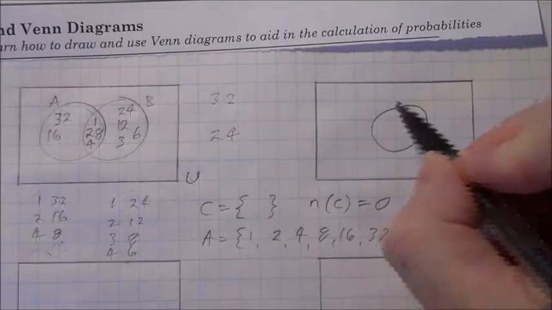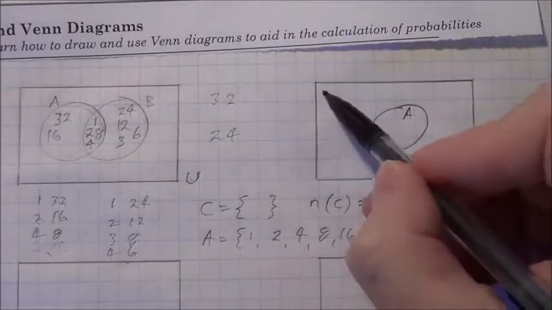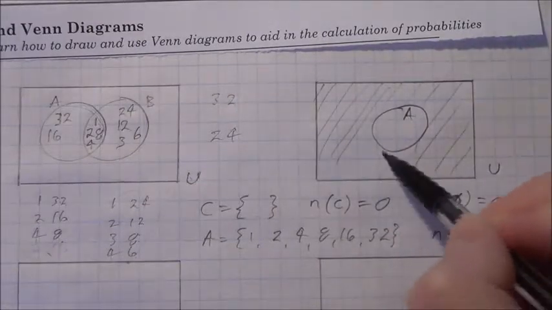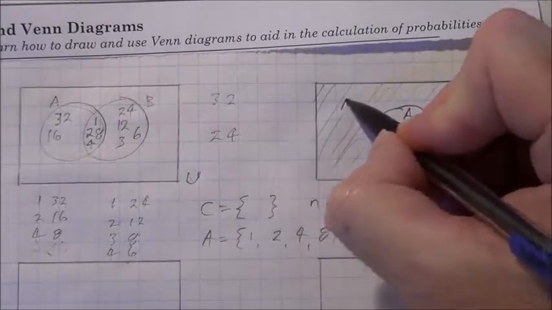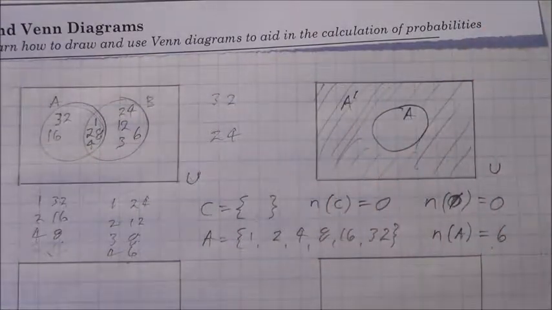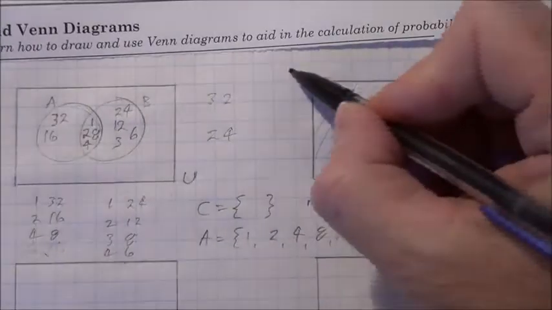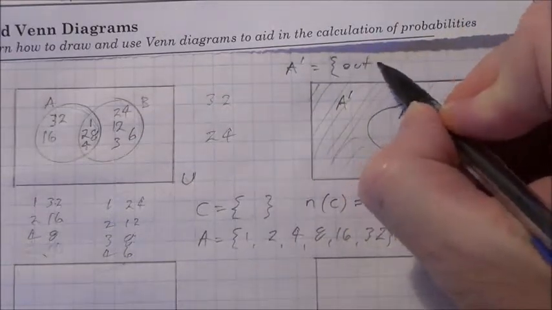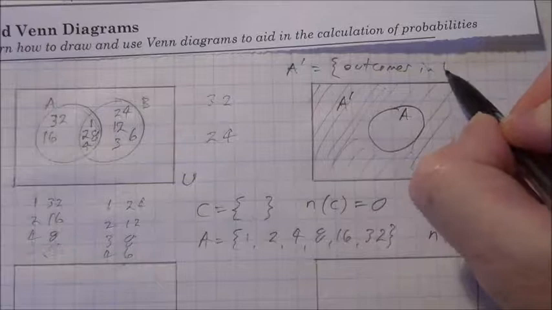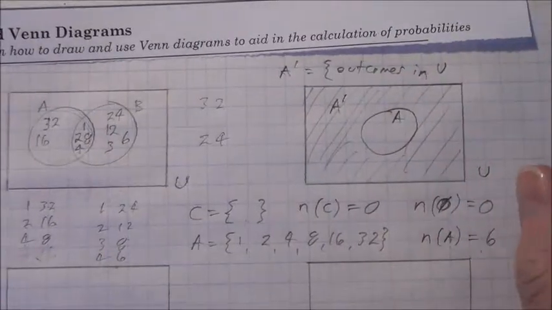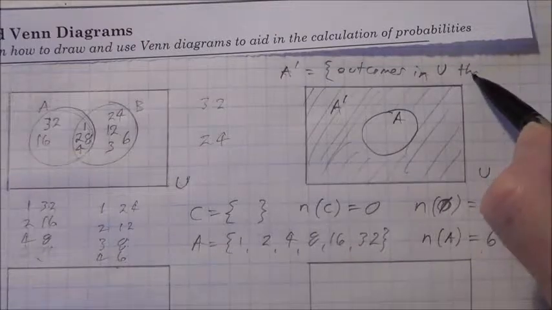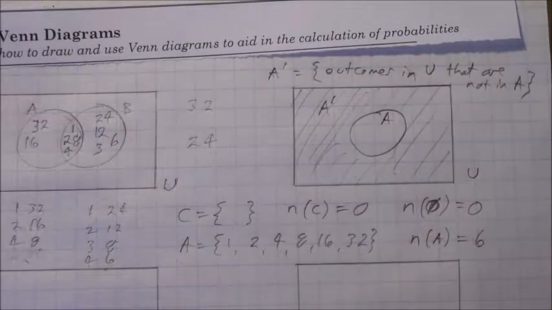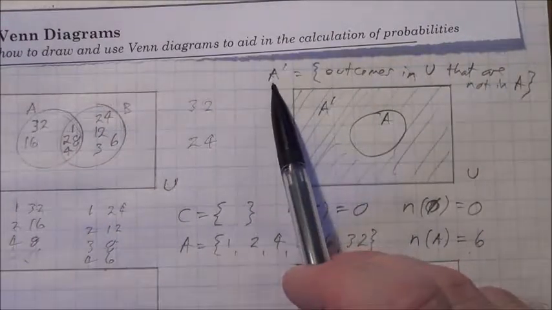Suppose this is set A, then all of this outside, all of that outside is A complement. So A complement is the outcomes in the sample set or the universal set U that are not in A. They're not in set A. That's what A complement would be giving you.